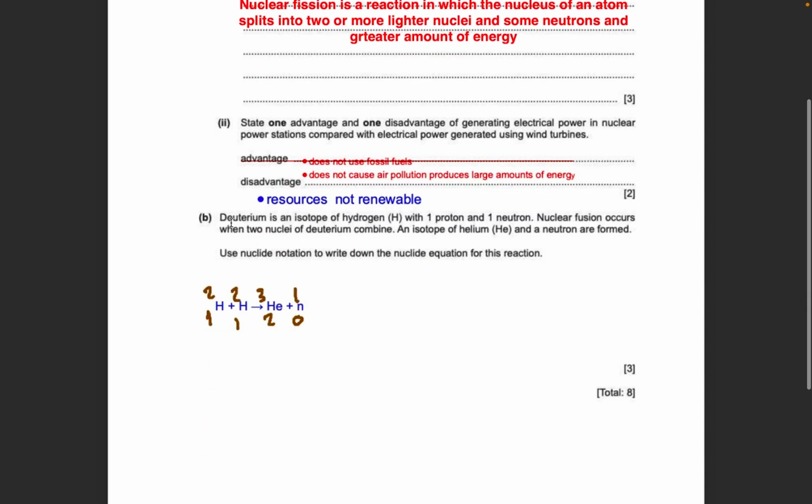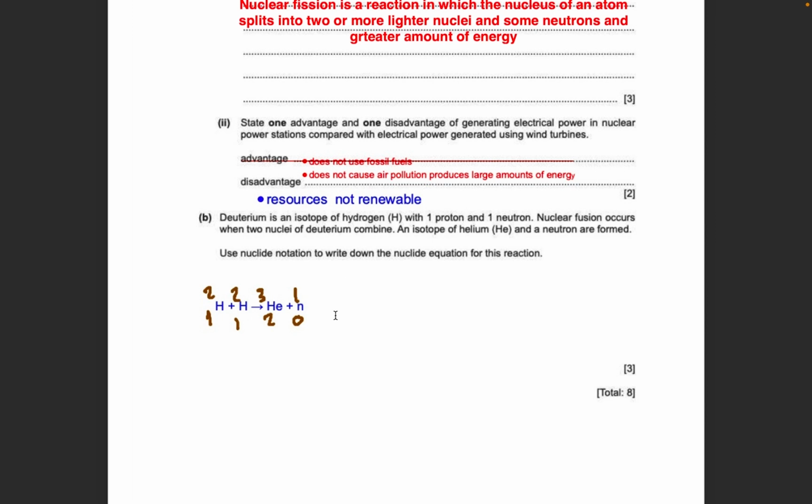B. Deuterium is an isotope of hydrogen with 1 proton and 1 neutron. Nuclear fusion occurs when 2 nuclei of deuterium combine, as we said before. An isotope of helium and a neutron are formed. We want to represent it as an equation. So use nuclide notation to write down the nuclide equation for this reaction. Here we have deuterium, H 1 2, combining with another deuterium, H 1 2, to form helium and a neutron.